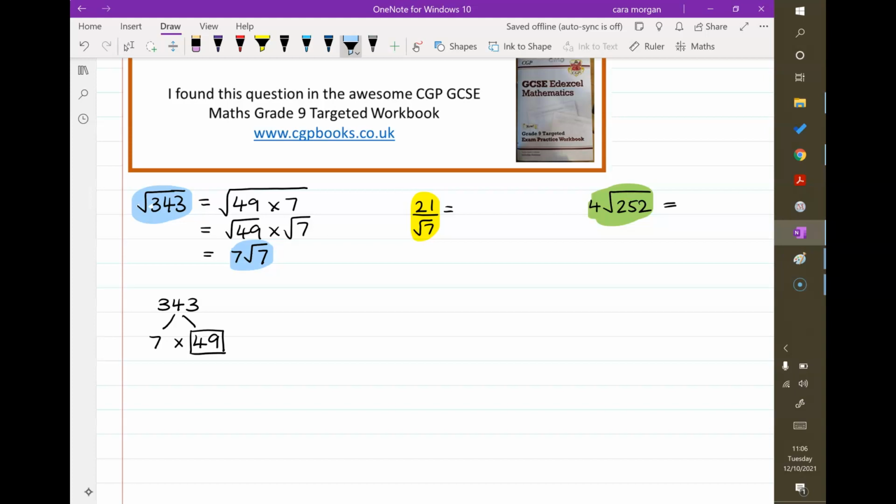Now, when I look at 21 over root 7, I can see that my denominator is not a rational number. Therefore, I'm going to do a little trick, which is called rationalising the denominator. I'm just going to multiply by root 7 over root 7. And if I do that, I end up getting 21 lots of root 7 on the numerator and 7 on the denominator. And if I simplify that, I get 3 root 7. So that's a simplified form of 21 over root 7.